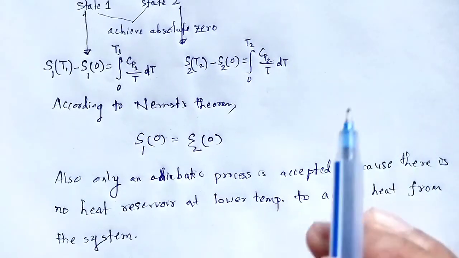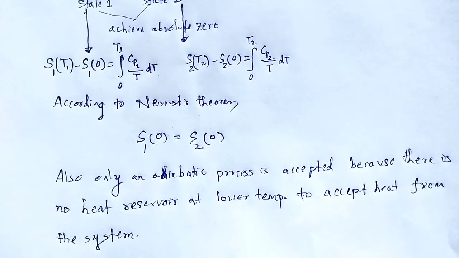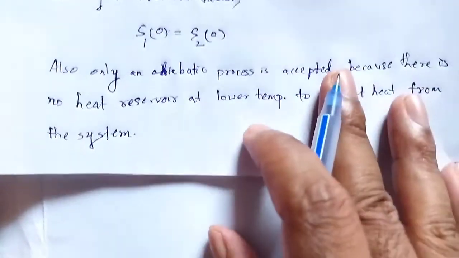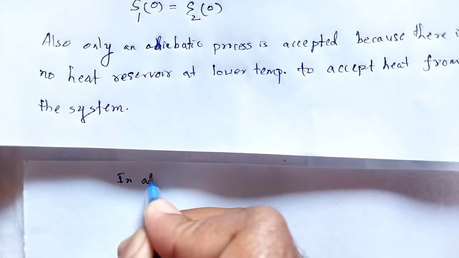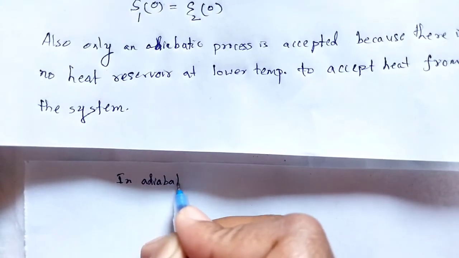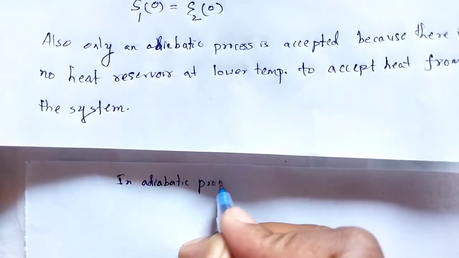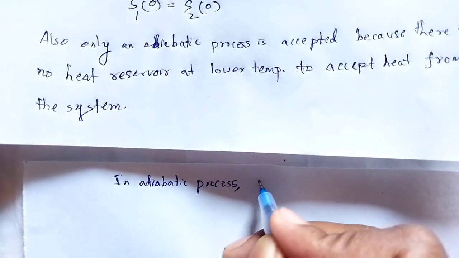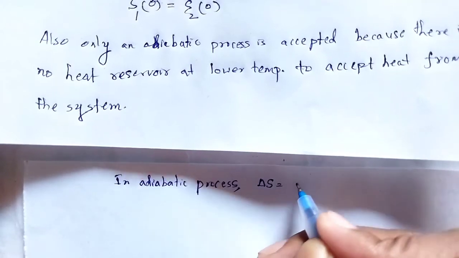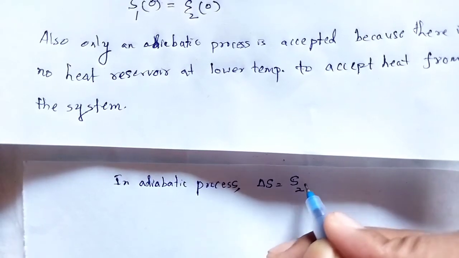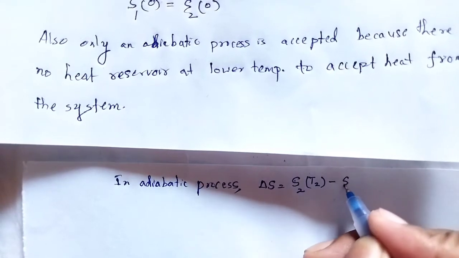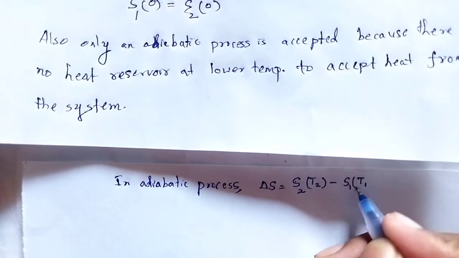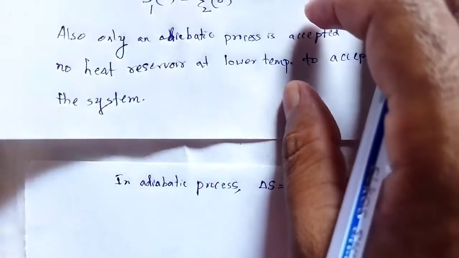Now, in an adiabatic process, what happens? The change in entropy will be 0. In an adiabatic process, the change in entropy, delta S, that is state 2 minus state 1 at temperature T1, will be 0 here.